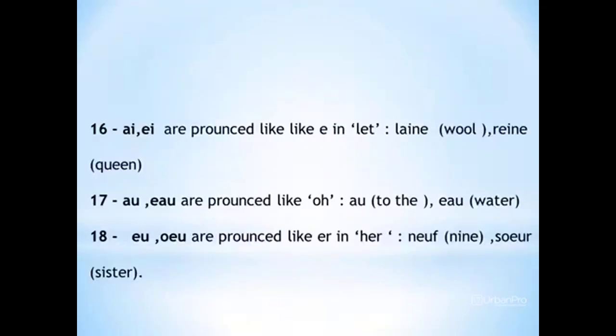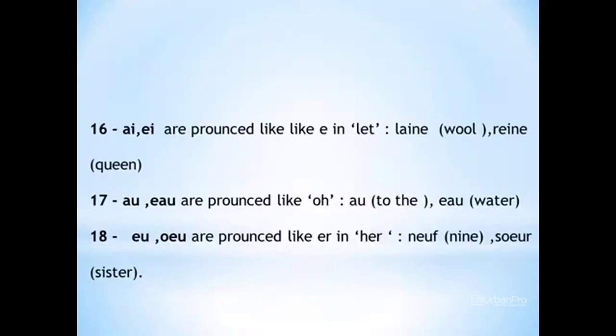The 16th, 17th and 18th are a little complicated, but it comes to you. AI and EI are pronounced like "e". For example, lait, the milk, and laine, the wool. In laine the AI is pronounced that way, and the E is silent. So we use that as "len". The pronunciation is "len".